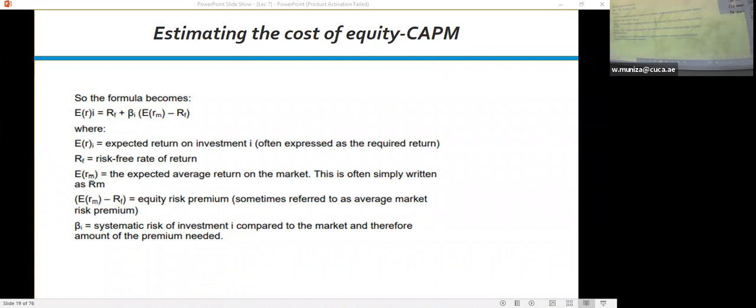No, this formula will not be given to you in the exam. Just try to focus on the basics of the formula. This is the risk-free rate of return plus the extra premium which is going to be required by the investors.